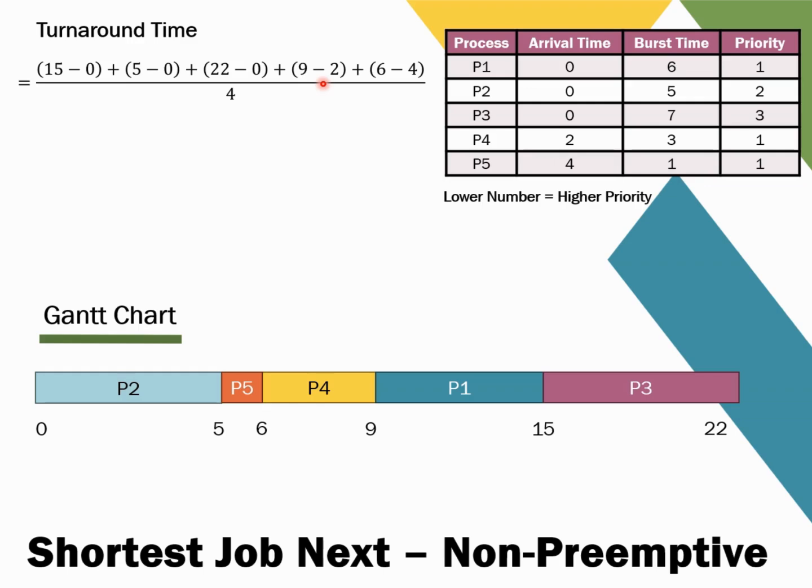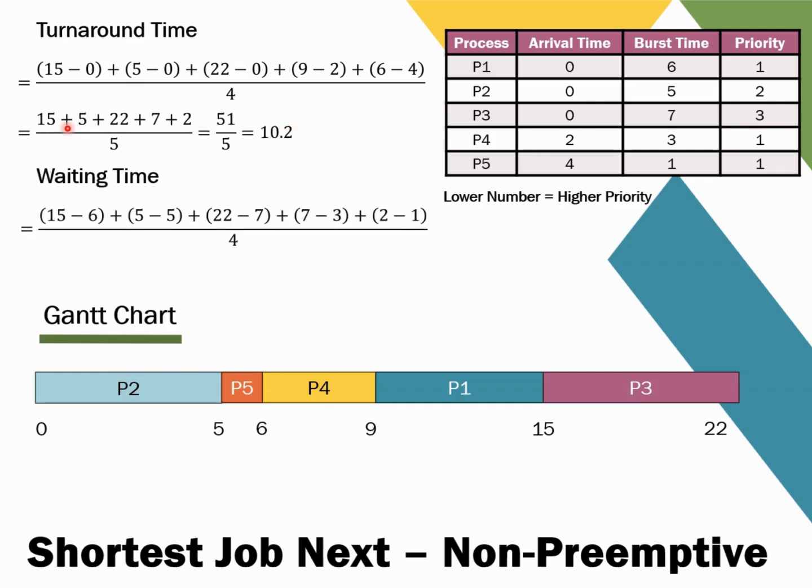And then the completion time for P4 is 9 and P5 is 6. So 9 and 6 minus the arrival time, for P4 is 2 and for P5 is 4. So turnaround time is like this. So if we calculate each of them, 15 minus 0, 15, 5 minus 0, 5, 22 minus 0, 22, 9 minus 2, 7, 6 minus 4, 2. So as you can see, we add them together and we got 51 divided by 5 because we have 5 processes and we need to calculate the average turnaround time. So average turnaround time here is equal to 10.2.